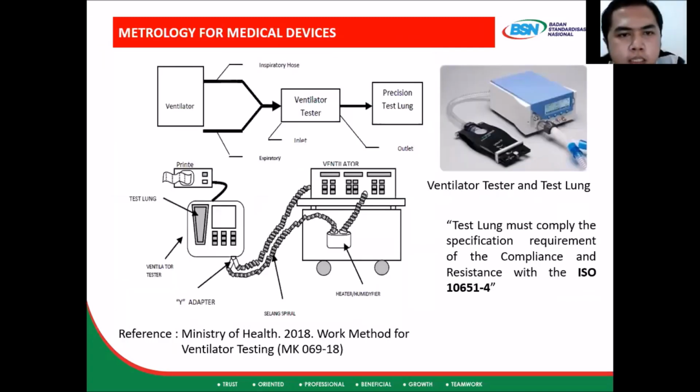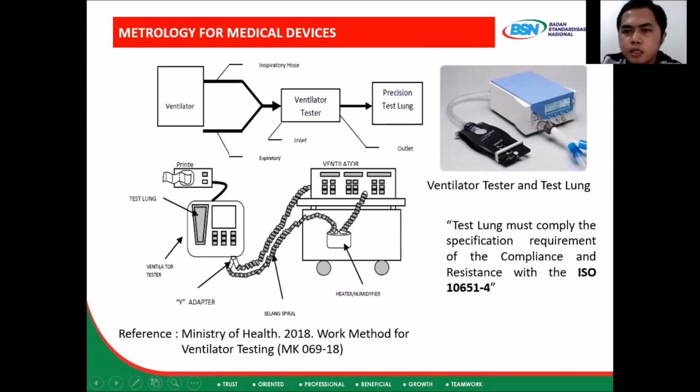And this is the test setup for the ventilator. The ventilator is connected to the ventilator tester for the inspiratory hose and expiratory, and the outlet is the precision test lung. The test lung itself must comply with the specification requirement of the compliance and resistance with ISO 10651-4.